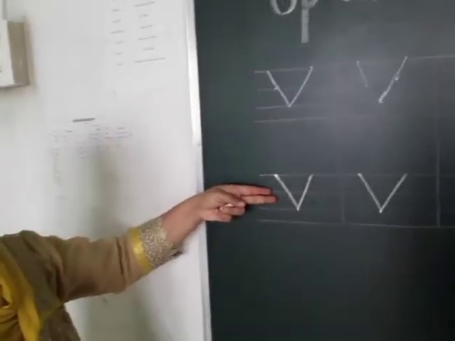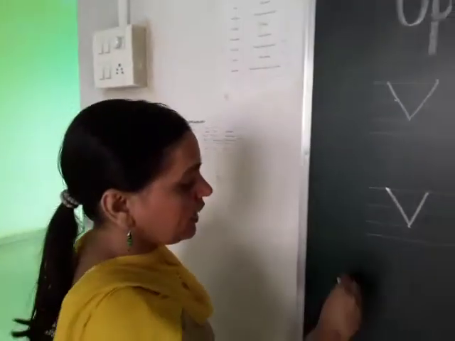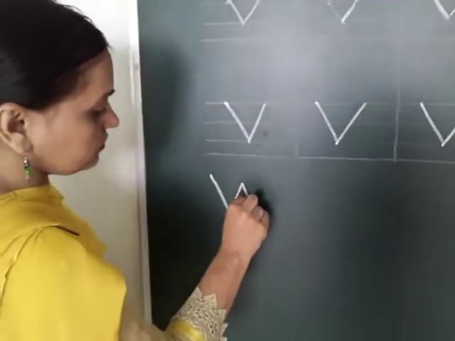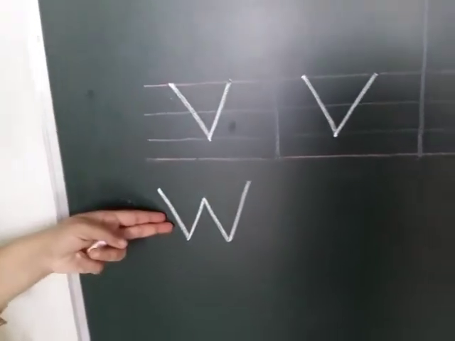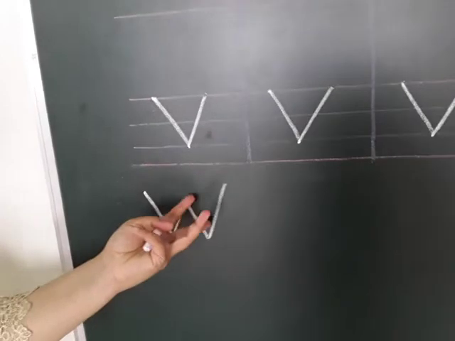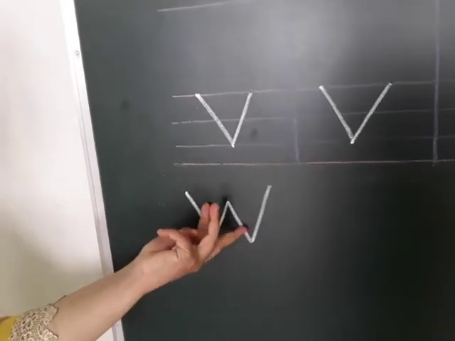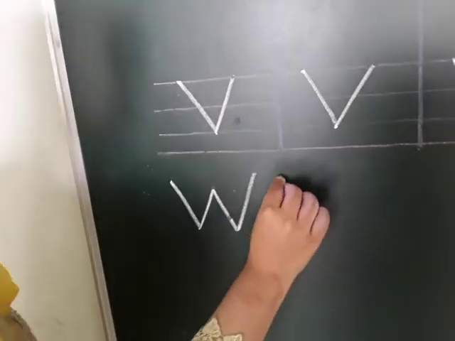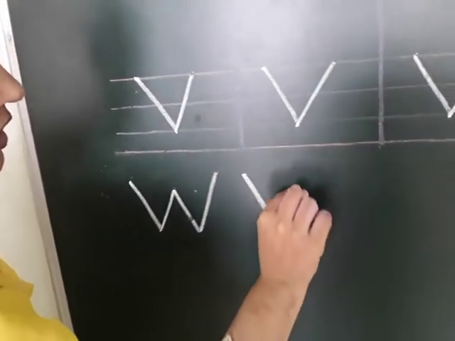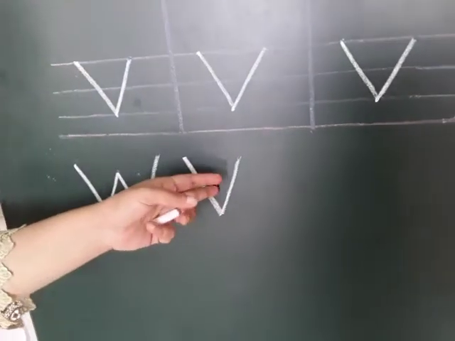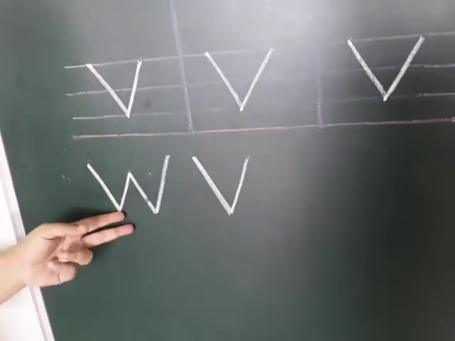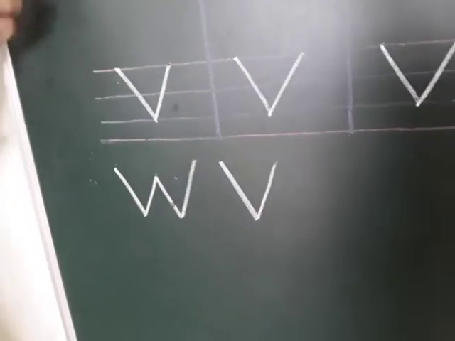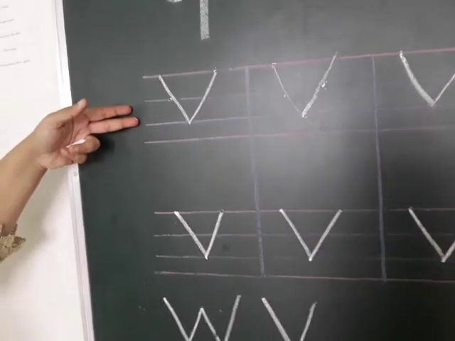If you write this up arrow, you can write W. Look at this. These are two up arrows. Joining two up arrows, it will become W. V, it's only one up arrow. You can write W, V and other alphabets. So practice it in your home, in your book.